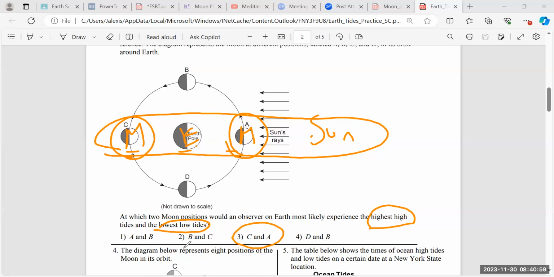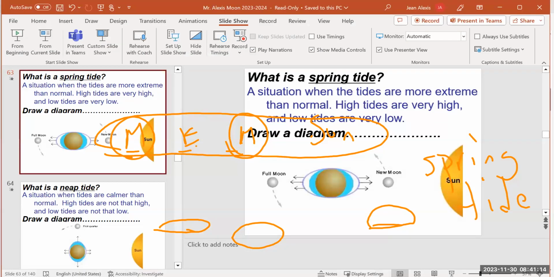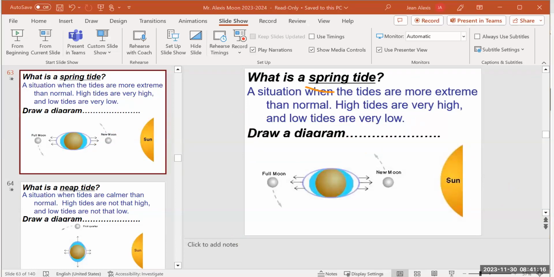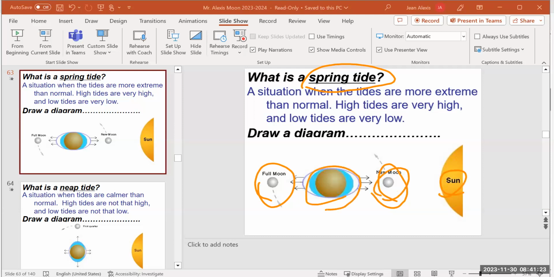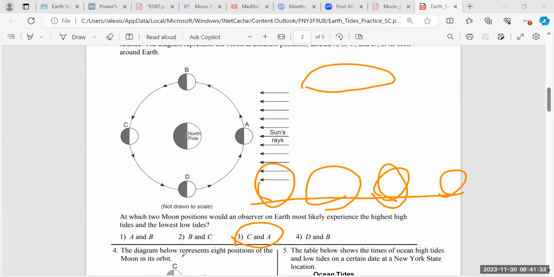Once again, when they experience the highest high tides and the lowest low tides, that occurs during a spring tide. And when we look at our notes, a spring tide only occurs during a full moon and a new moon, when the sun, the moon, and the earth are directly aligned with each other, directly horizontal. So once again, the correct answer is choice 3.